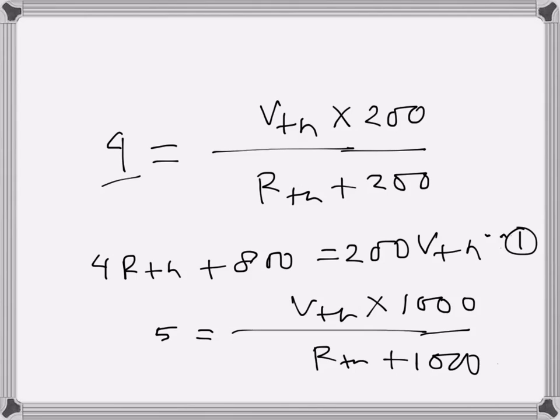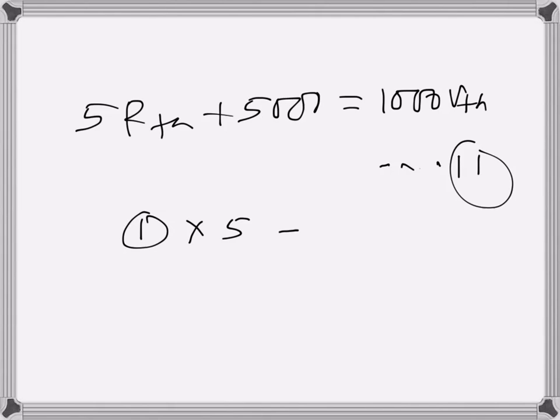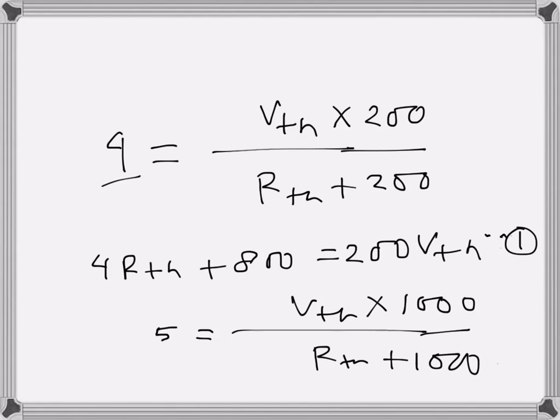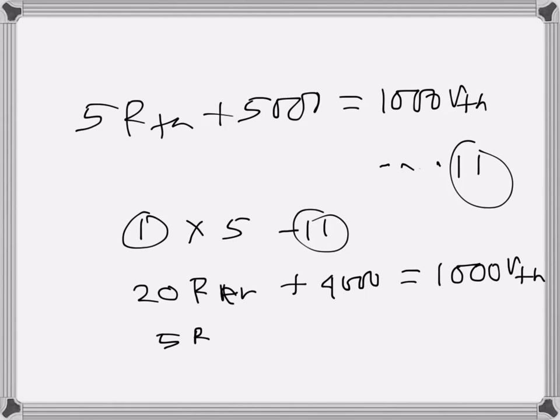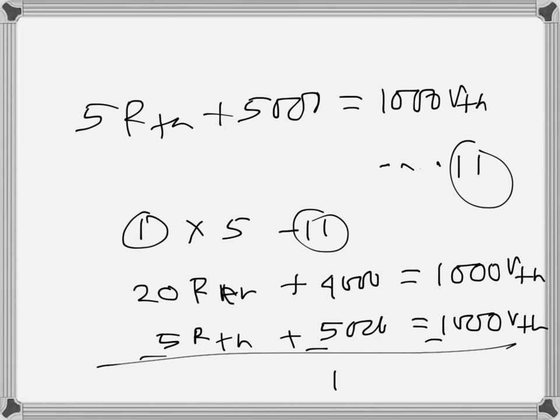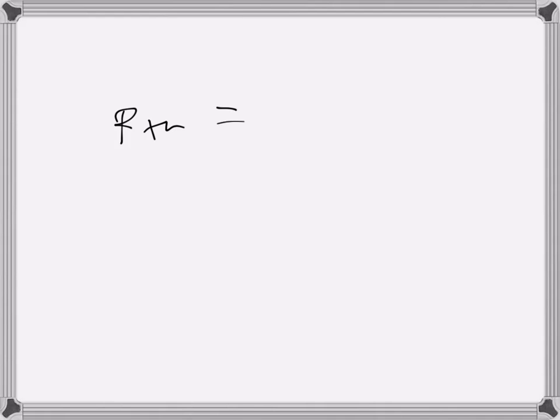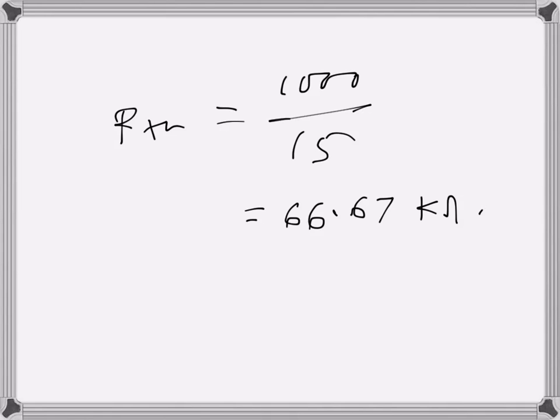So now if I multiply equation 1 by 5 and then subtract equation 2, I'm trying to get rid of V Thevenin in this case. So 5 times will be 20 R Thevenin plus 800 times 5 is 4000, equal to 1000 V Thevenin, and here it is 5 R Thevenin plus 5000, equal to 1000 V Thevenin. So basically if I subtract, the 1000 V Thevenin will get cancelled, so this is 15 R Thevenin minus 1000 equals 0. So R Thevenin will be 1000 over 15, which is 66.67 kilo ohms. So that is my R Thevenin.